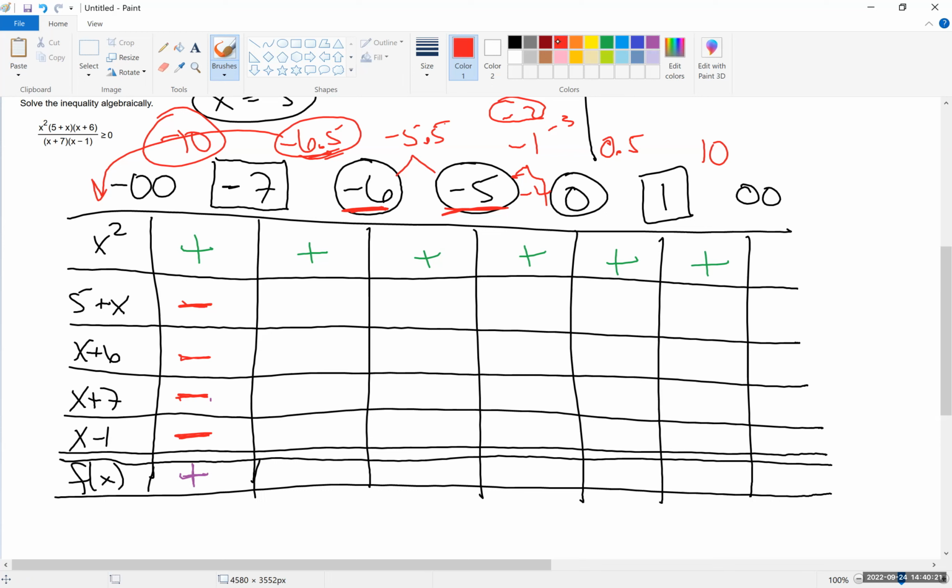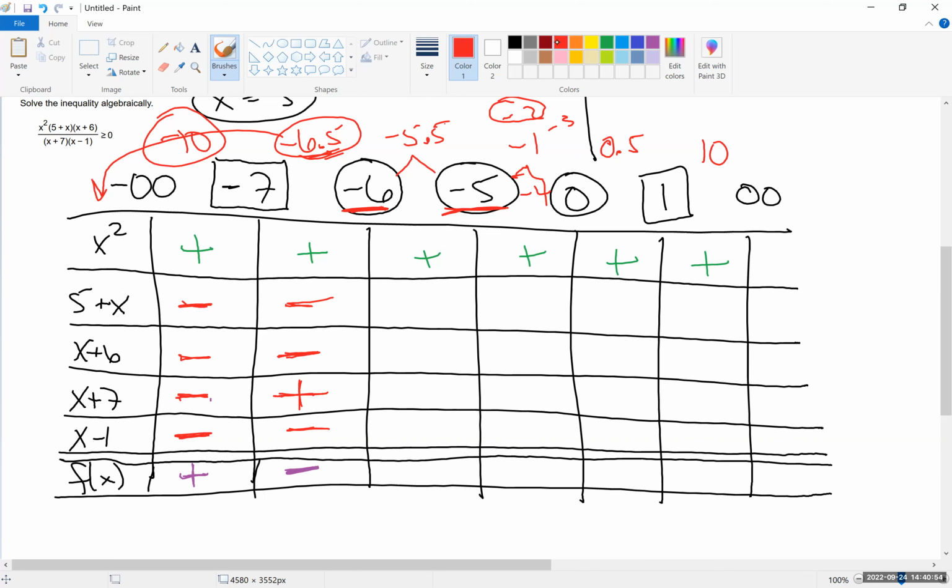All right, let's do the second one. -6.5 plus 5 is -1.5. It's negative. -6.5 plus 6, that's also negative. That's -1/2. -6.5 plus 7, the 7 is bigger and it's positive. So now we're positive. -6.5 minus 1 is -7.5. Now we have 3 negatives, which make a negative. If you have an odd number of negatives, it is negative.